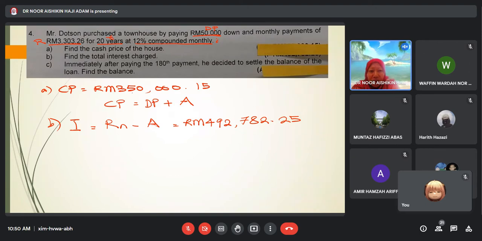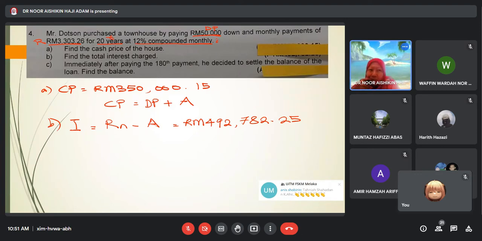Punyalah tingginya interest. Masya Allah. Harga rumah tu 350,000. Dia bayar interest saja almost dah lebih daripada cash price of the house. Macam tak logik lah pula kan? Dekat 500,000 interest. Soalan ni tak logik lah, sebab the interest rate tu 12% compounded monthly tu tak sesuai. Okay, anyhow, kita jawab ikut soalan.